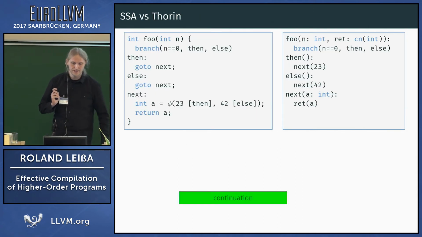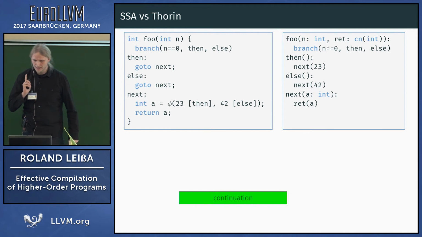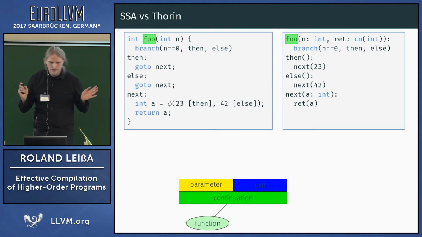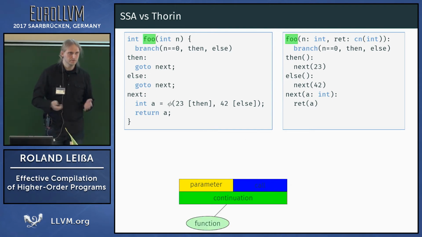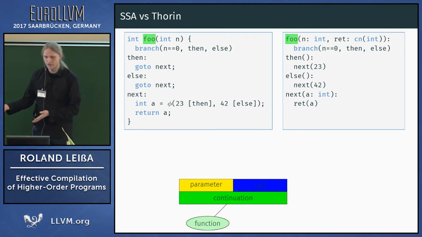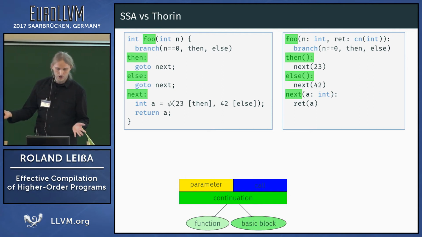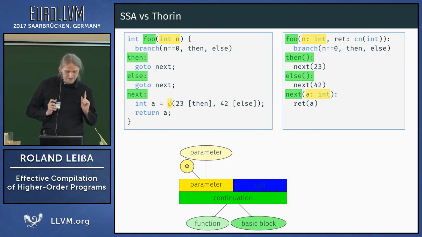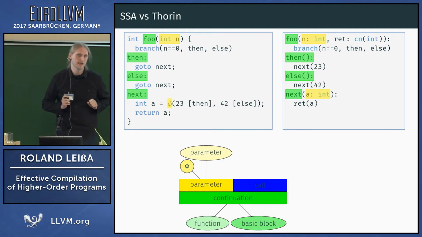Let's compare this to SSA form. As I mentioned earlier, we just have this notion of continuations. We have parameters, and we have calls. In SSA form, each function is just a continuation in our case. Basic blocks are also just continuations. Parameters are parameters. Then we have this phi function in the SSA form, and the phi function is also just a parameter, as you can see in the next continuation on the right-hand side.